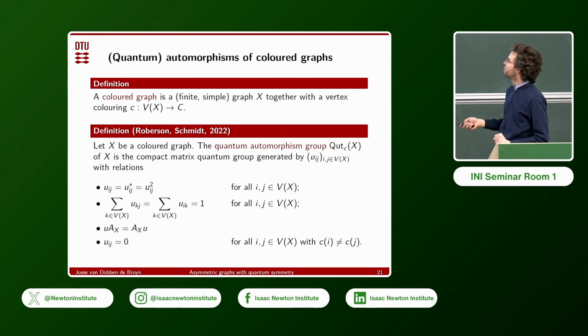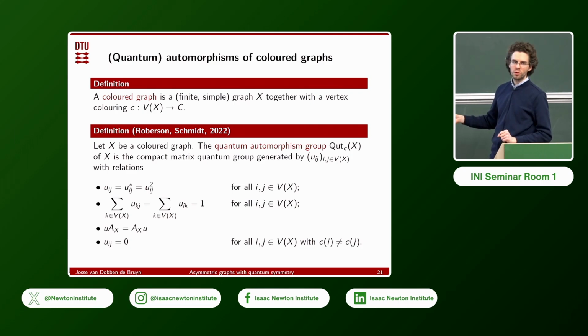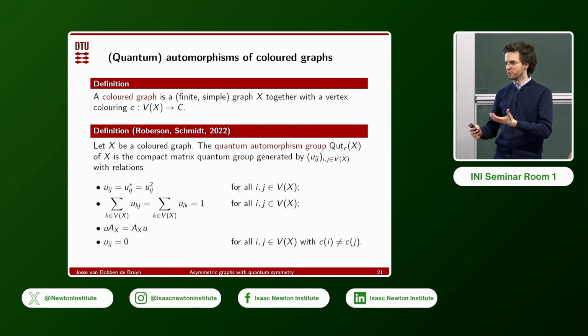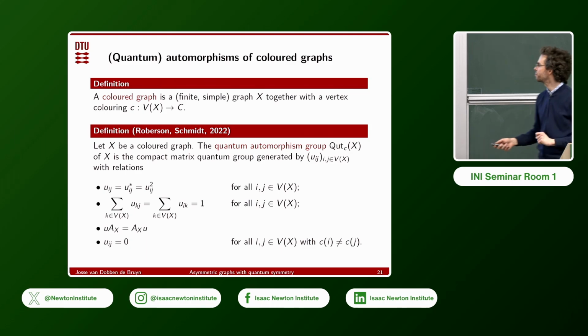And for these graphs, we define the quantum automorphism group as before, but we add this extra condition now, that if the vertices i and j have different colors, then we set u_ij equal to 0. And you can just think of this as saying colors need to be preserved. So you may not map i to j if they have different colors.